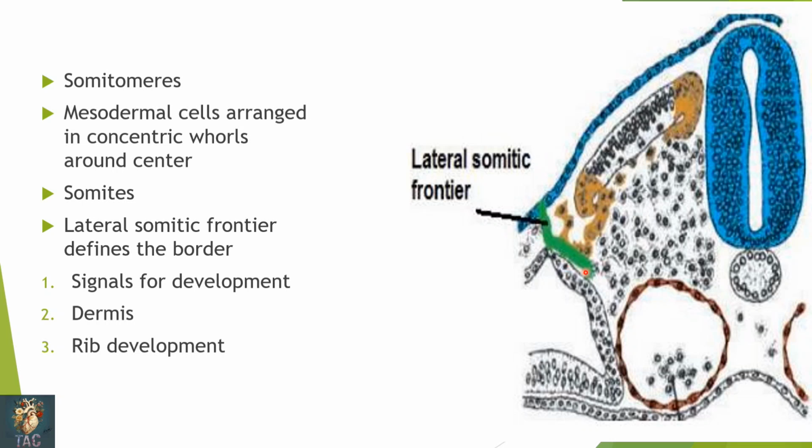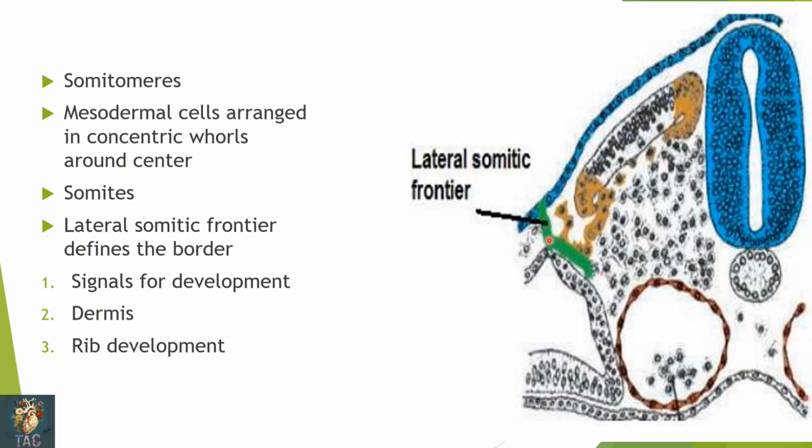Second, the dermatomal pattern is also different. The cells which migrate from the ventrolateral edge and cross the lateral somatic frontier will form the dermis in the body wall anteriorly and the limb, and the cells which are present over here in this area will form the dermis of the back.